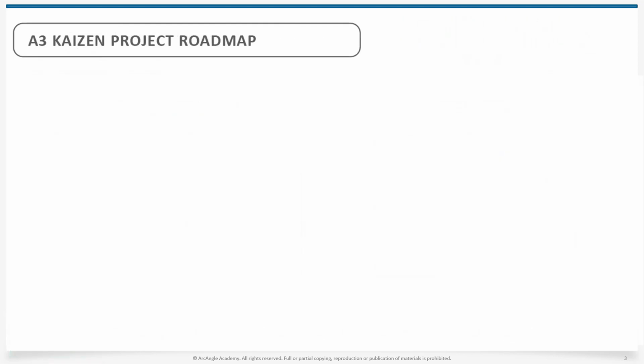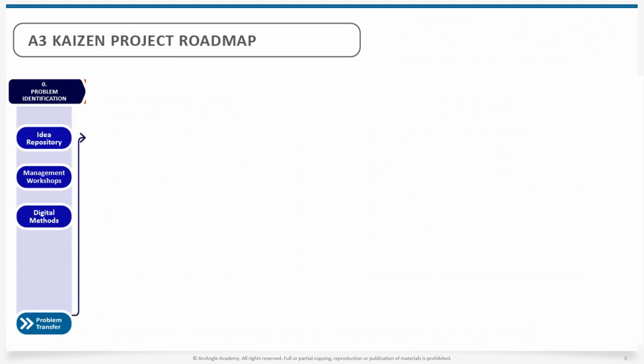It's time to present the A3 Kaizen Project Roadmap, which will serve as a guide throughout our training. This roadmap outlines the key phases and steps involved in a Kaizen project, and we will be revisiting it frequently as we delve into each of these steps and their associated tools and techniques. Let's briefly go through the phases of the A3 Kaizen Project Roadmap. Phase 0. Problem identification.